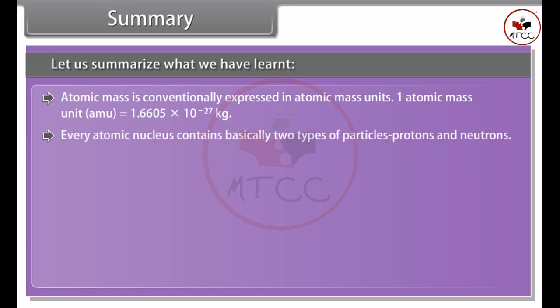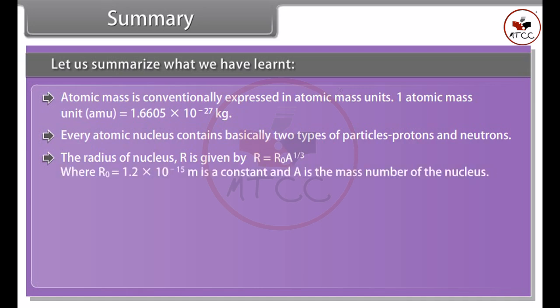Every atomic nucleus contains basically two types of particles, protons and neutrons. The radius of nucleus R is given by R equals R0 A to the power 1/3, where R0 is equal to 1.2 into 10 raised to the power minus 15 m is a constant, and A is the mass number of the nucleus.